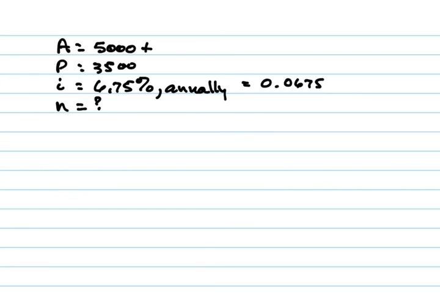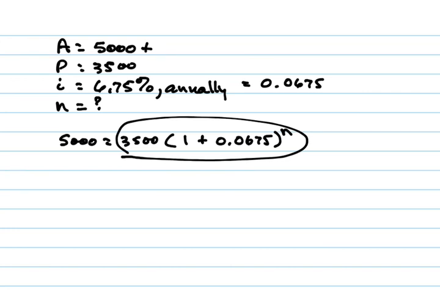All right, here we go. Let's plug it into our formula. 5,000 equals 3,500 times 1 plus 0.0675 raised to the nth power. Okay? Now, I can do something over here. What part of that has nothing to do with the nth power? 1 plus. Oh, be careful. That's in the bracket, so it's raised to the nth power, isn't it? So the bracket is raised to the nth power. Which part has nothing to do with the nth power?